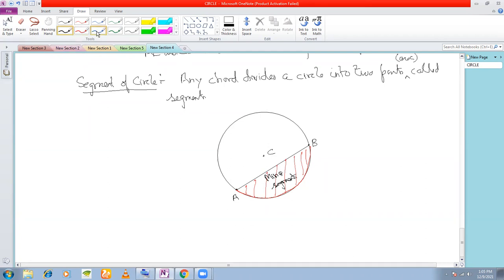You see this arc here, right? So the chord has divided the circle into two parts. One that is blue shaded, one that is red shaded. Red shaded part is called the minor segment. This is called the major segment. Why is it called the major segment? Because it contains a major arc, right? Clear with the definition of major and minor segments? Yes, sir.